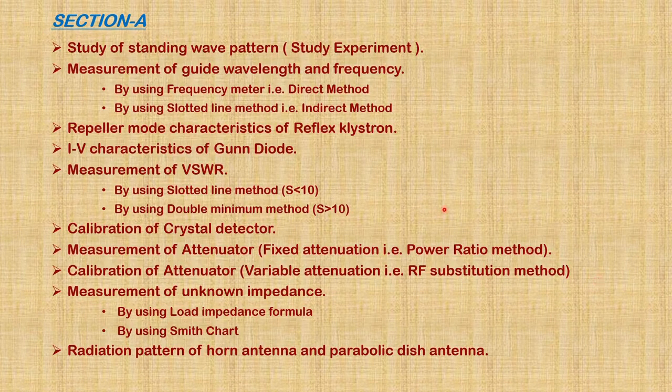When the transmitter and receiver are in line of sight, the maximum power is transmitted to the receiver. That is, the power intensity is maximum in the main lobe and minimum at the side lobe. By using these values, we are going to draw the radiation pattern of the horn antenna as well as the radiation pattern of the parabolic dish antenna.